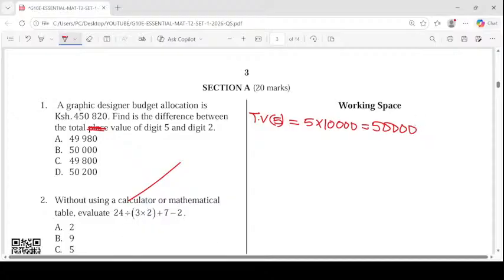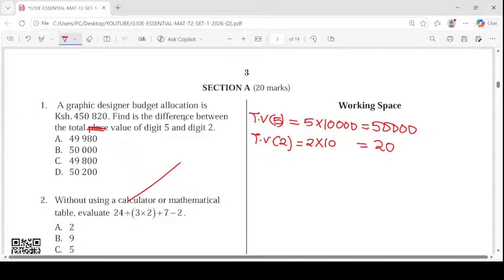Then we also need to get the total value of digit 2. The total value of digit 2 will be obtained by taking the digit 2 multiplied by its place value. The place value of digit 2 is ones, tens. It is tens. So times 10. This gives you a total value of 20.